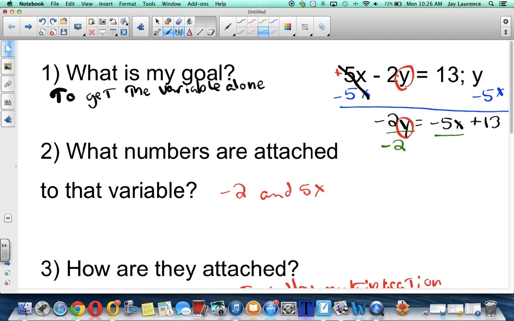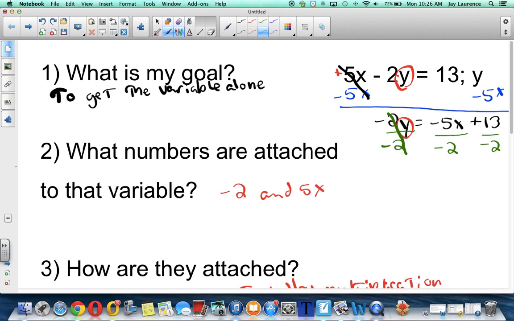So, I'm going to divide by -2. Going to divide by -2. Remember, you have to distribute. Some of you want to do this, -5x plus 13, and divide by -2. And that's okay, but then you have to simplify it. I'd rather just do it in one step. Okay, so let's see what we get here.